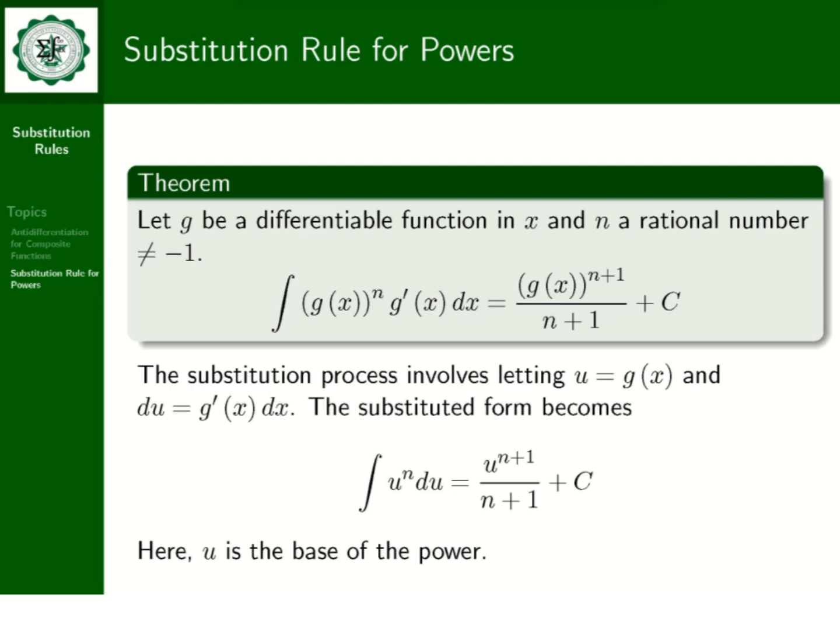Our indefinite integral for g of x raised to n times g prime of x dx is equal to g of x quantity raised to n plus 1 all over n plus 1 plus c, and the substitution process involves letting u be equal to g of x and that du is equal to g prime of x dx. Our substituted form now becomes integral of u to the n du is equal to u to the n plus 1 over n plus 1 plus c. Note that u here is the base of the power.